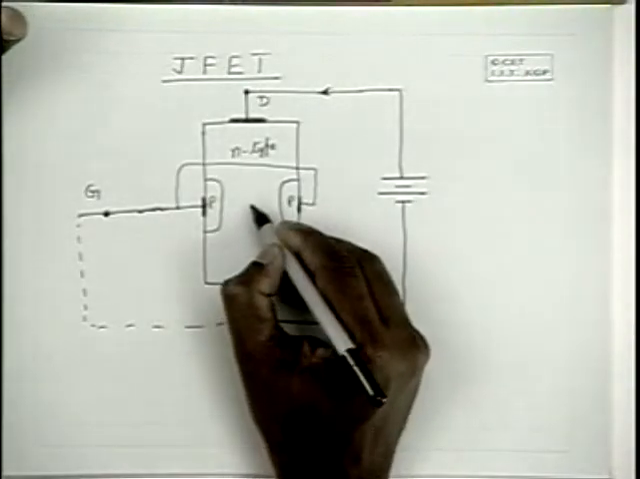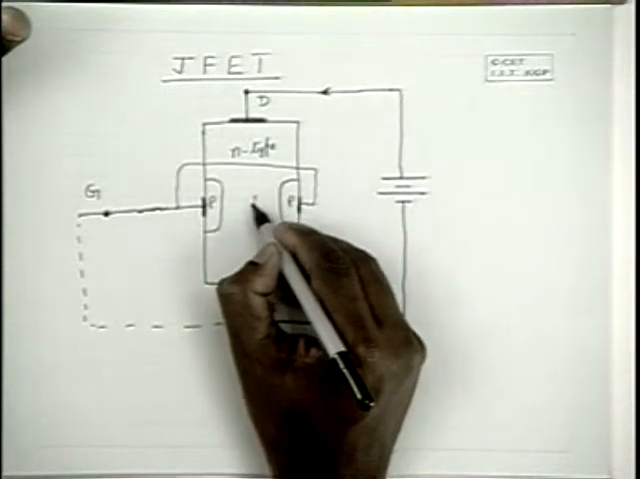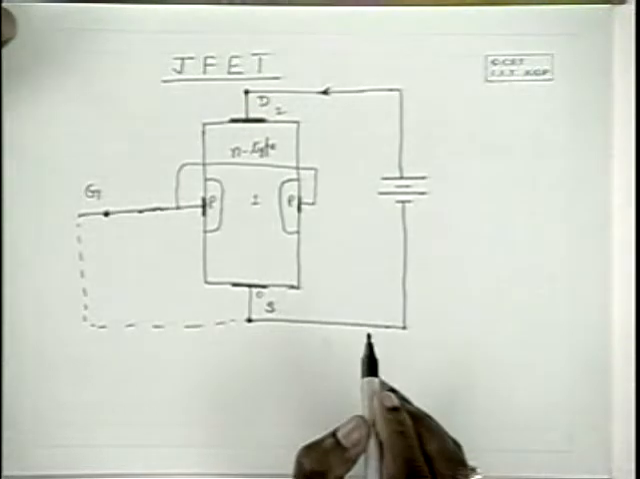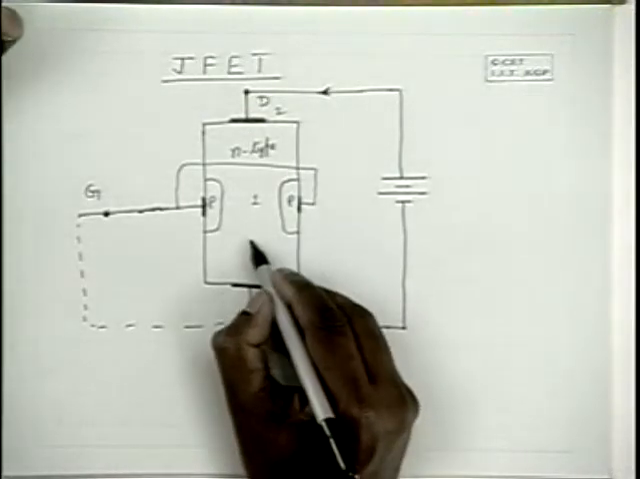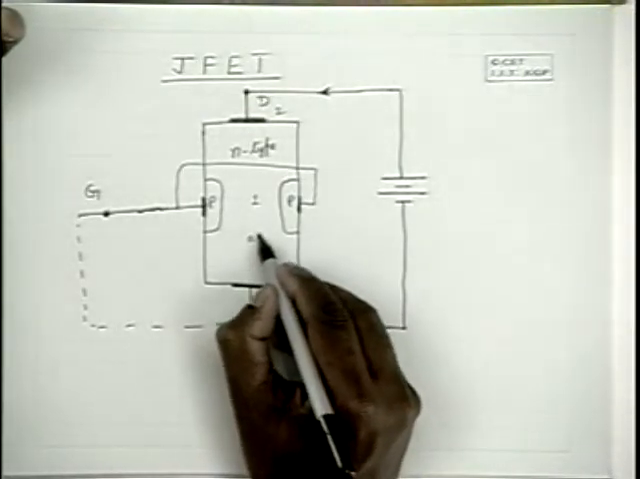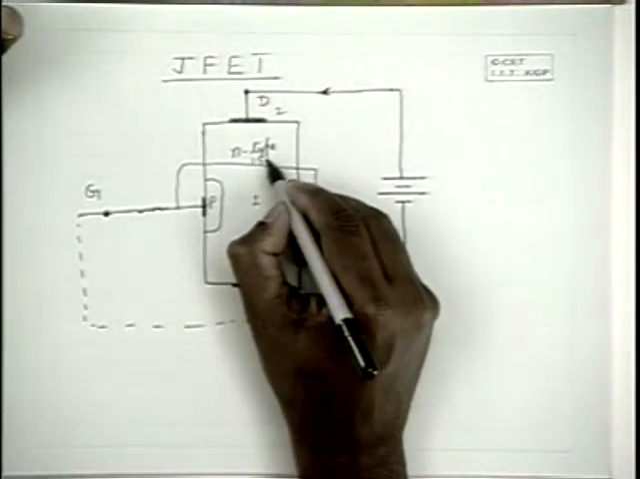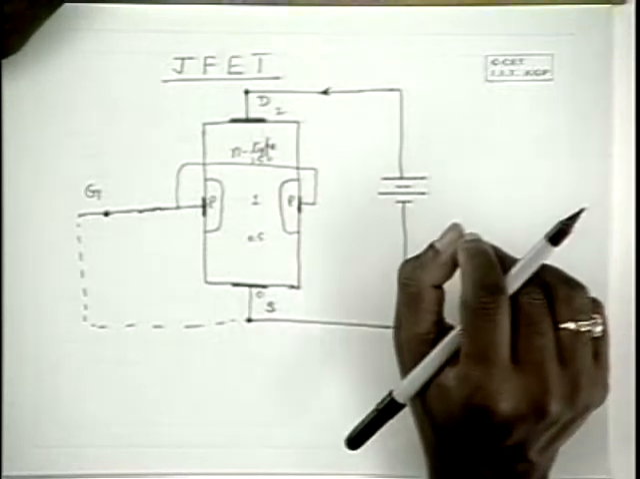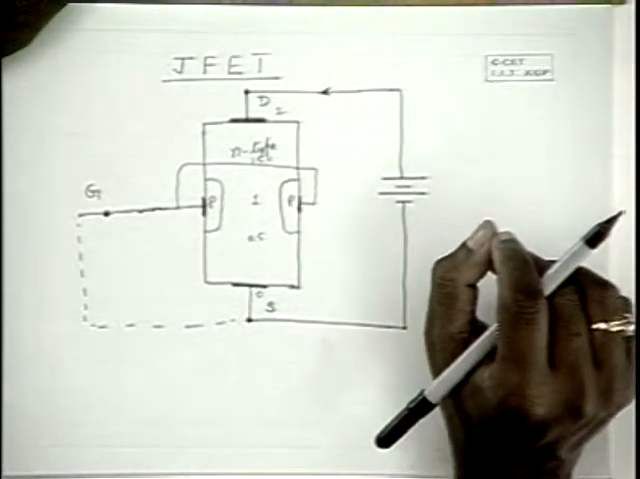So in between, if you find the potential, it may be 1 volt, here it is 2 volts, and here it is 0 volts, and here it may be about 0.5 volts, and it may be 1.5 volts. So this is the potential distribution along this resistive semiconductor.